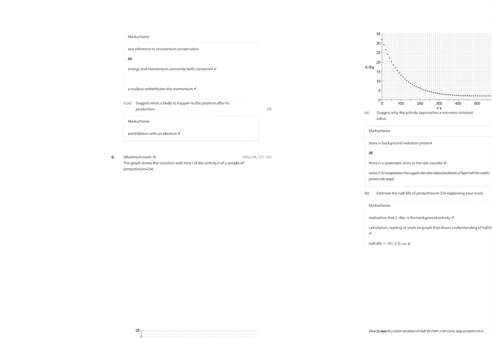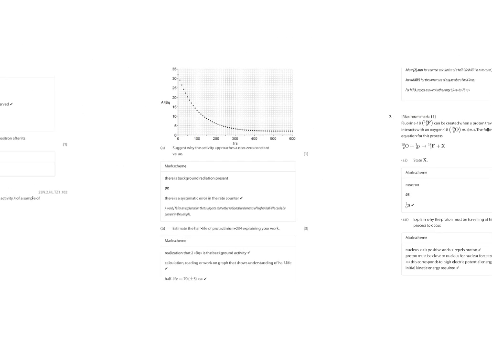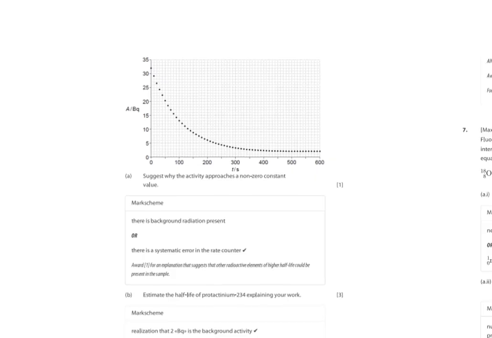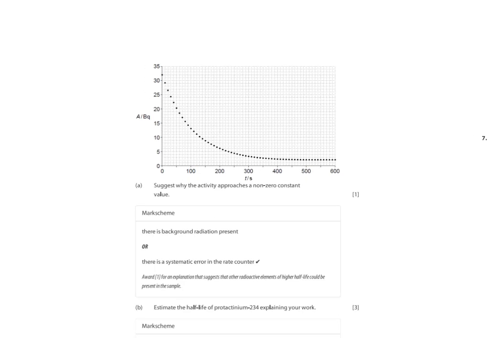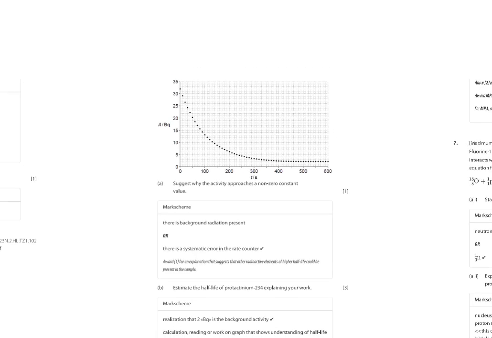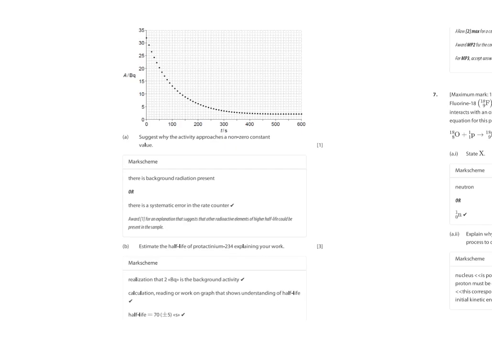Okay, we're back with E3 paper 2, starting with number 6, and it says the graph shows the variation with time t of the activity A of a sample of protactinium-234. So here's our graph showing activity in becquerels versus time in seconds, and part A says, why does the activity approach a non-zero constant value?